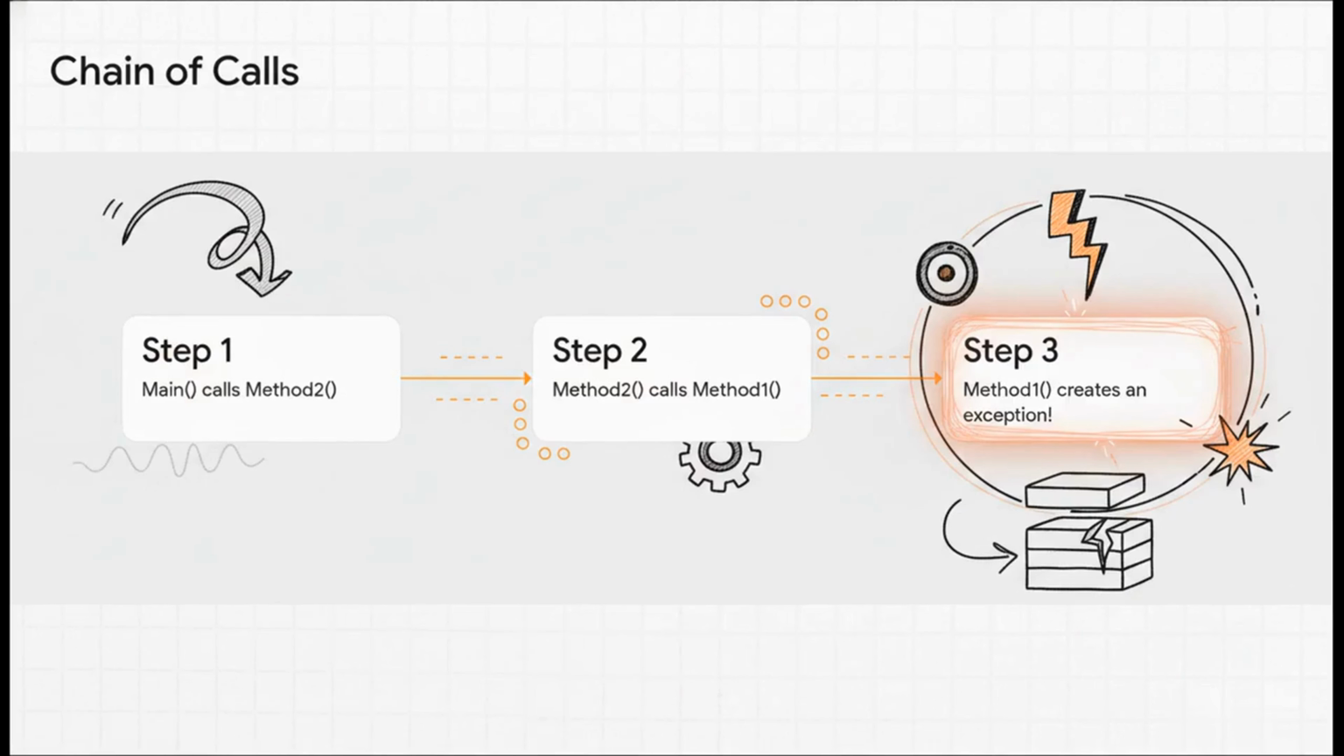All right, let's make this super concrete. Imagine your program kicks off in main. Main calls another method, let's call it method 2, and method 2 in turn calls method 1. And then, boom, inside method 1, something goes wrong and an exception gets created. This exact chain of events is what the stack trace is built to record.